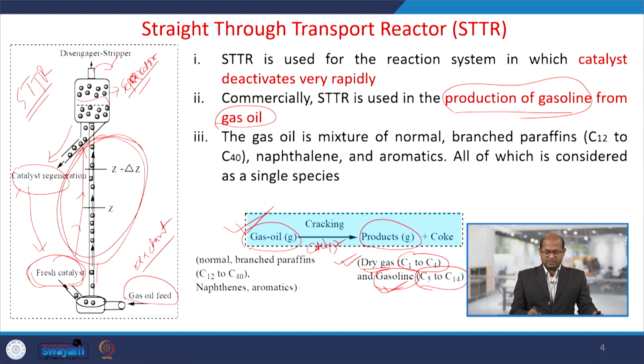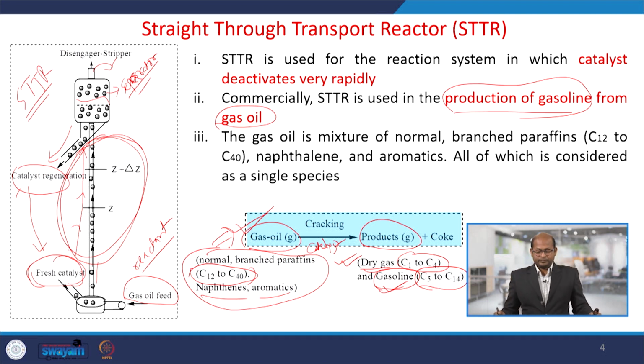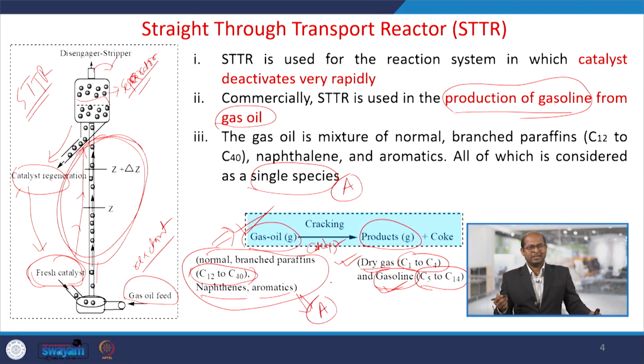So, when these reactions involve gas oils, that is the mixture of C12 to C40 branched and normal chain hydrocarbons, that may be naphthenes, aromatics are also there. So, these are all the components we will consider. This is a mixture of components, we will consider as a single species or component, you can say component A. The whole mixture we are considering as component A, that would be cracked inside the reactor, in this straight through transport reactor, in the presence of catalyst.